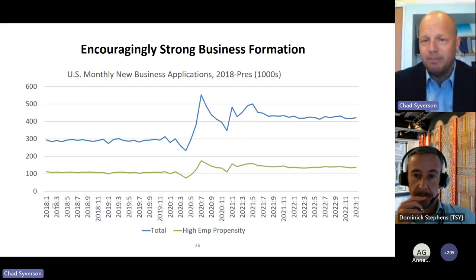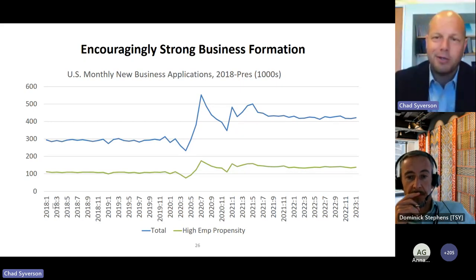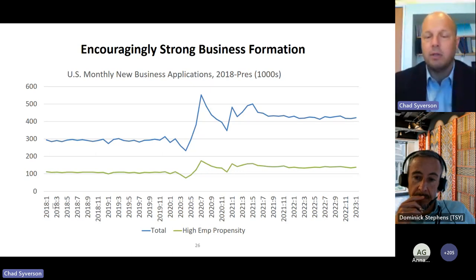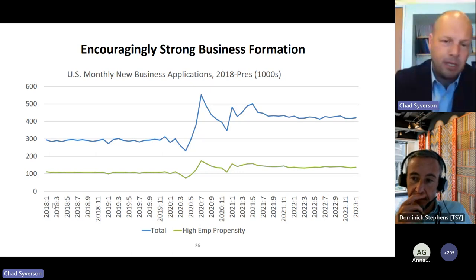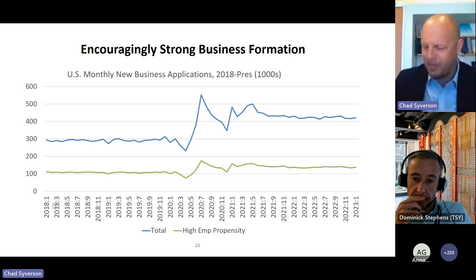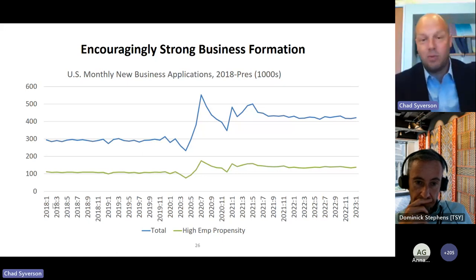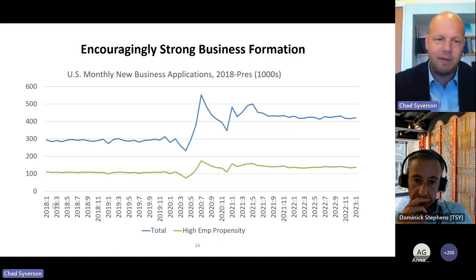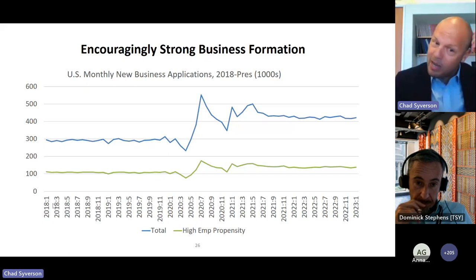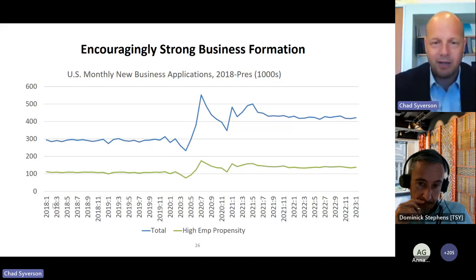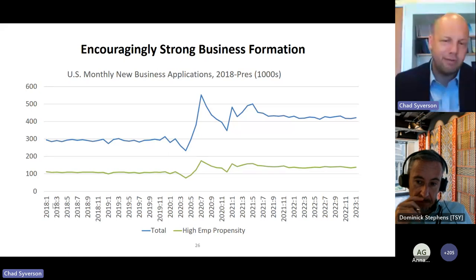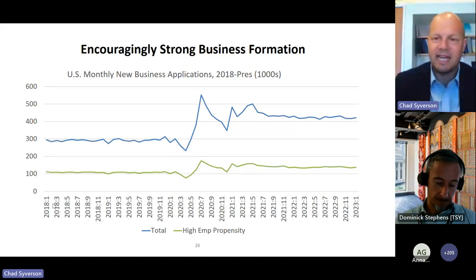And it's not just people desperate for something to do, starting a company in their garage. If you look at what are called high employment propensity businesses, these are businesses that start with a set of characteristics that we know from past work are associated with growth and hiring in the future. Those are also up about a third. So they went from about 100,000 per month to somewhere in the neighborhood of 140,000 per month. And again, they have stayed high since that time.